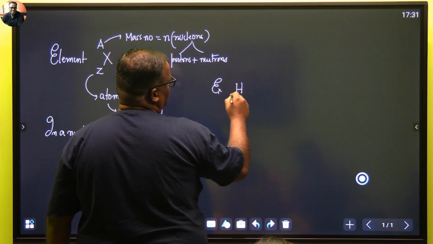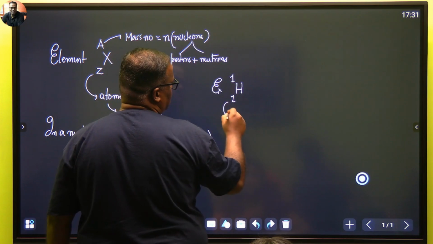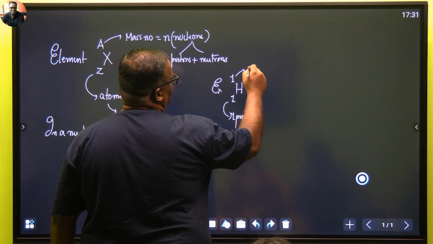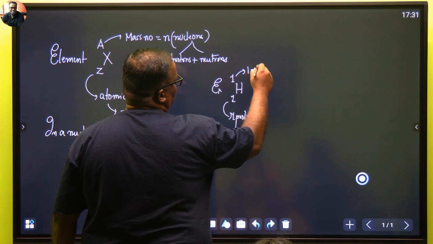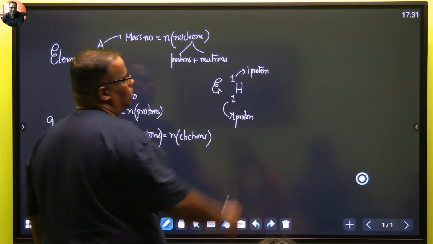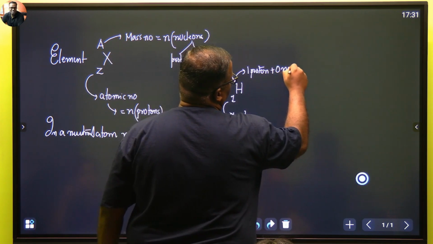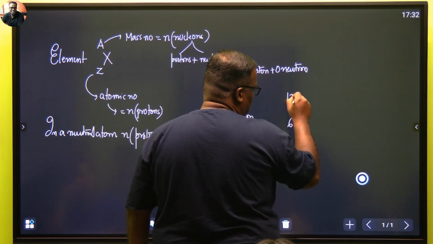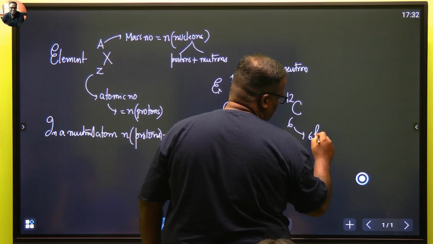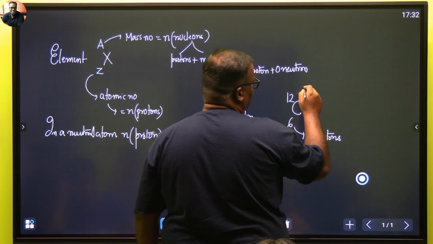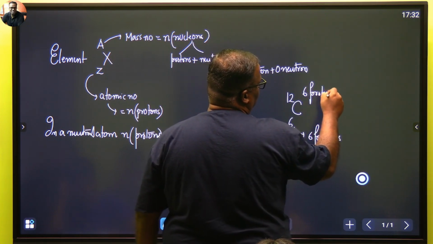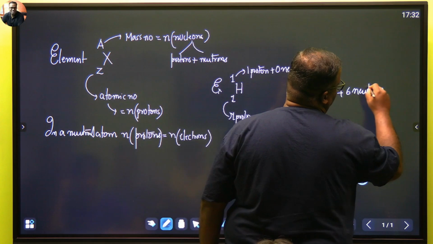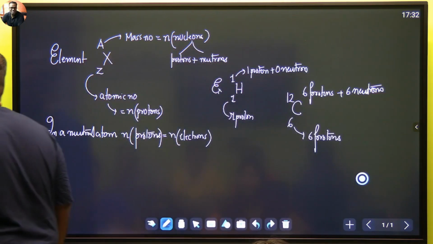hydrogen as an element is written as 1, 1, which means hydrogen has got one proton and no neutron. One proton plus 0 neutron. In the same way, if I look at carbon, C 6 12, it means that it has got 6 protons, and it is very easy for us to find out the number of neutrons because 12 minus 6 will give us 6 neutrons. Okay.